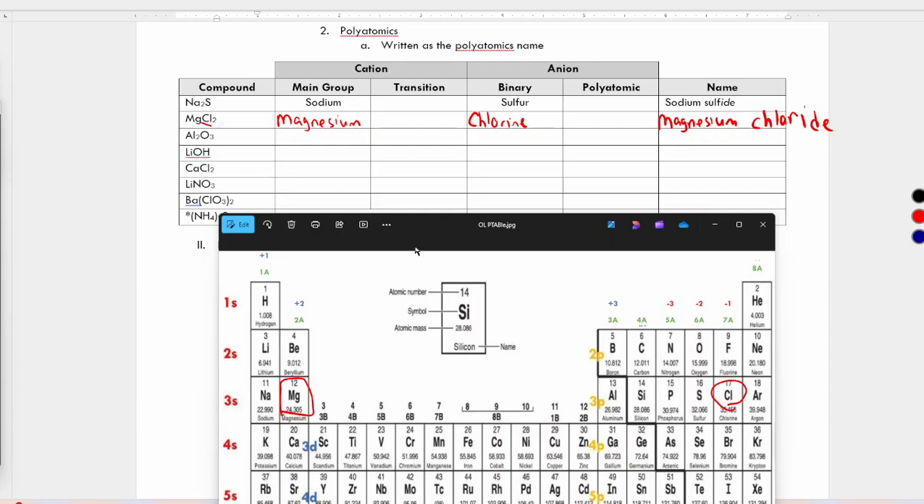All right, this one, Al, is right here. That's aluminum for us. And then O, we should all know what O is. Oxygen right there for us. That is binary because it's not polyatomic. And this is just going to be called aluminum oxide, as you might have guessed. Aluminum oxide. Okay, now we're getting to some that are a little more tricky. Let's look at this next one.